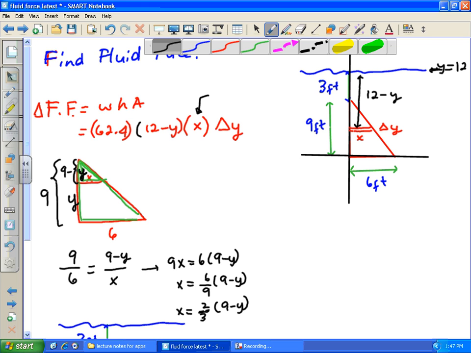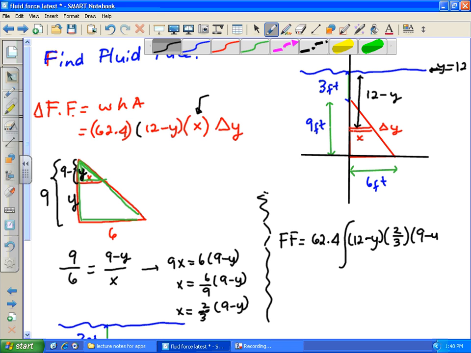So let's set it up. The total fluid force equals 62.4 times the integral of (12 minus y) times x, and x, based on what we just determined, is 2/3 times (9 minus y). And the only thing I need to know from you guys is the limits of integration. These rectangles expand from where to where?